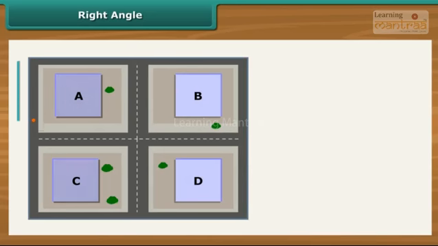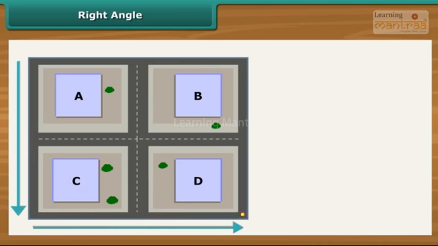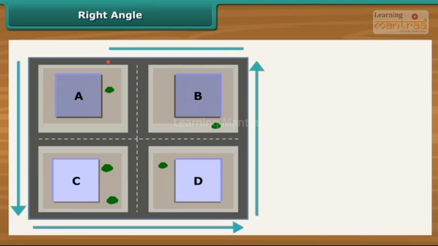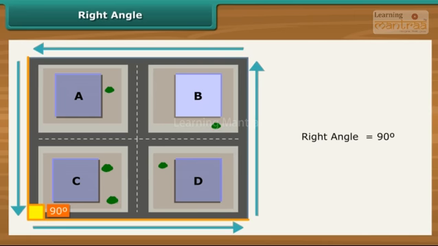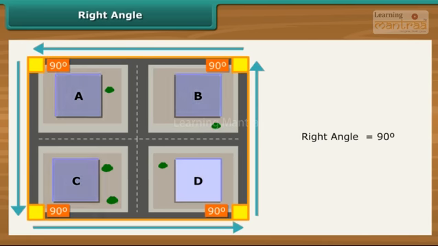He jogs from pocket A to pocket C, turns left, jogs to pocket D, turns left again, jogs to pocket B, turns left once more and jogs back to pocket A. Every time Rajiv turns left, he makes a right angle of 90 degrees. Thus, in one full round, he makes 4 right angles.